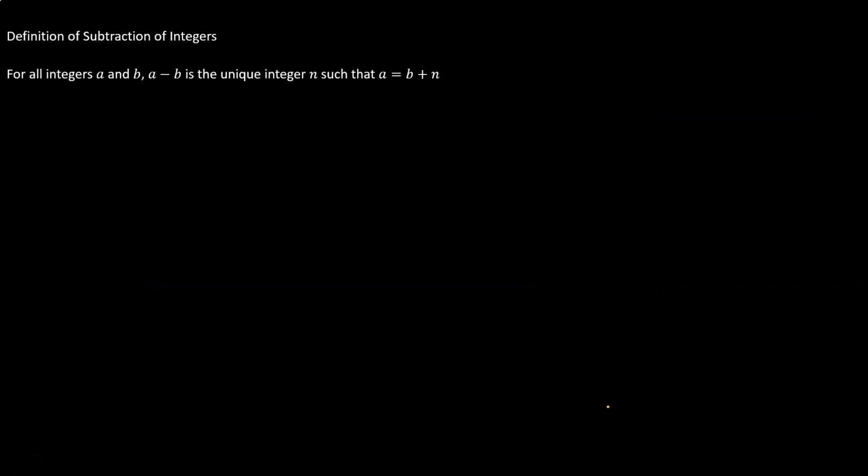We only have a little bit left in this section, so hang in there. The definition for subtraction of integers basically builds on the definition for integer addition. It says that for any integers a and b, a minus b is a unique integer n, such that I could take n, add it to the integer b, and it gives me a back.